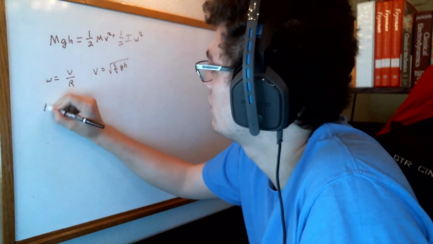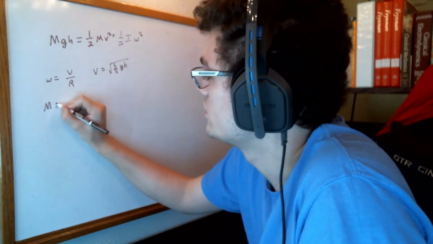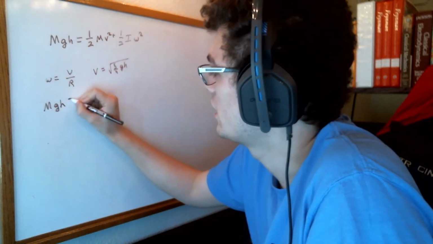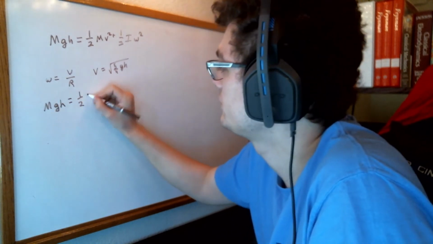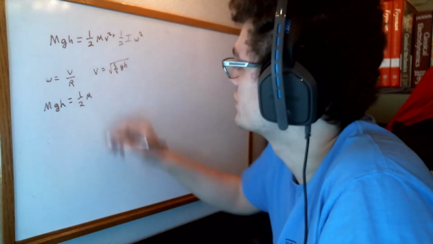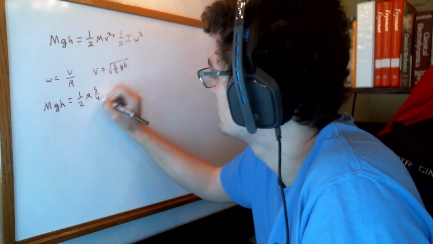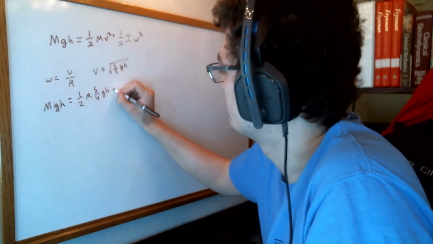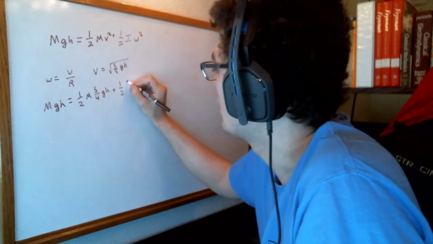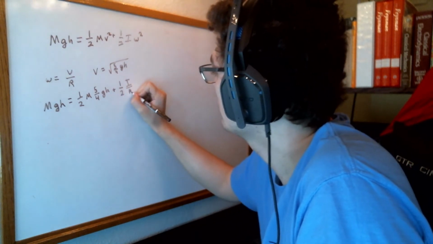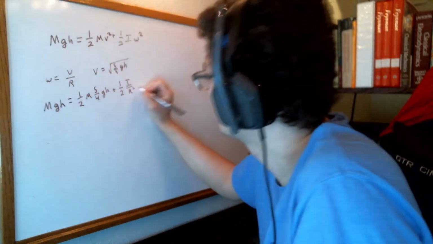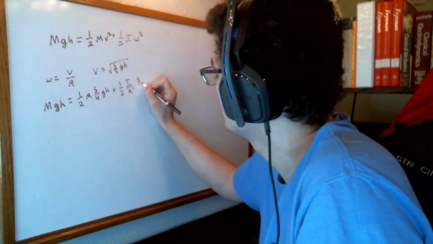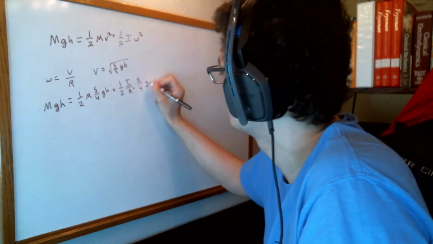So we're going to have mgh on this side still, and this is going to be equal to 1/2 m, and then v squared is going to be 5/4 gh, and then we have plus 1/2 I over r squared to convert this omega to v, and then we have v squared, which is going to be 5/4 gh.